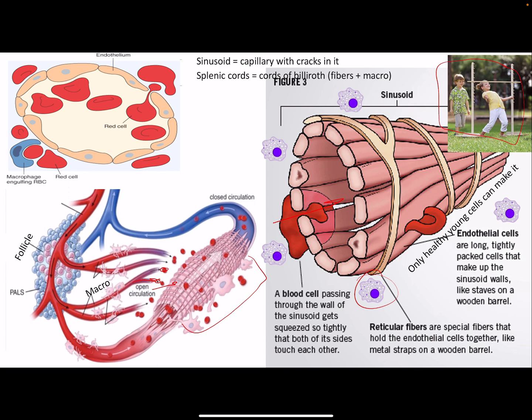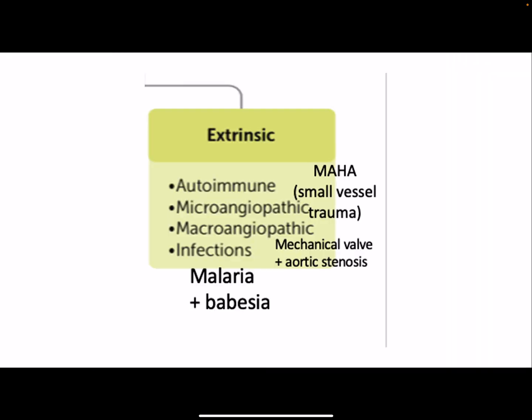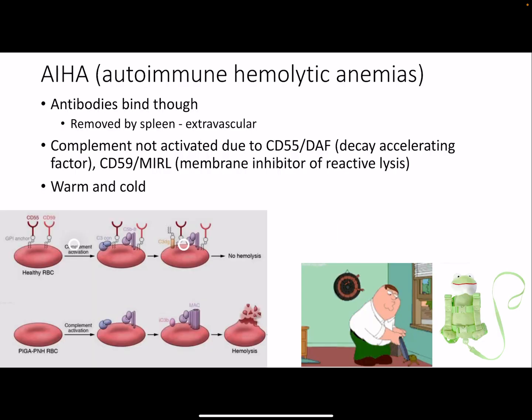There's just another picture over here. For the most part, this is old red blood cells, but for the purposes of our hemolytic anemia, we can think that there might be a lot of defective red blood cells that are just going to get, sort of, euthanized. So extrinsic causes: autoimmune, microangiopathic, macroangiopathic, small vessels, large vessels, and infections like we talked about.